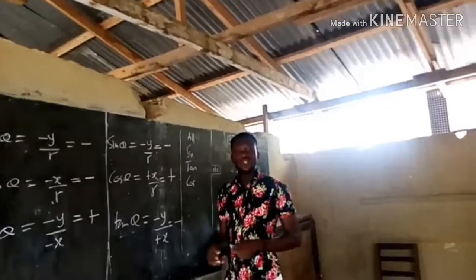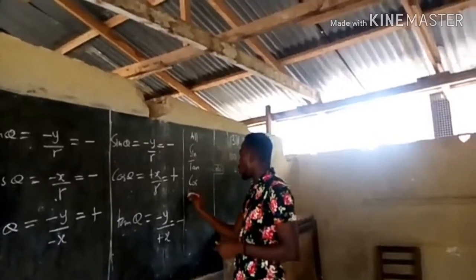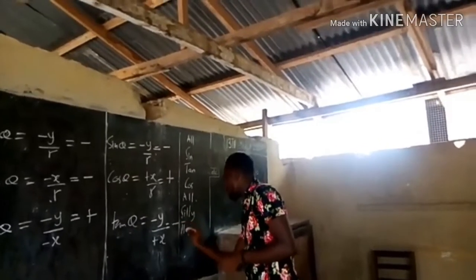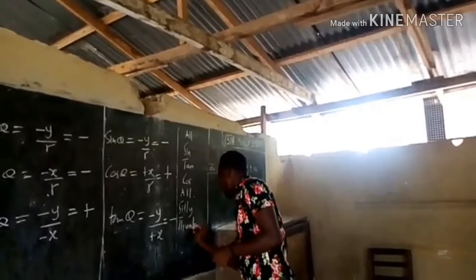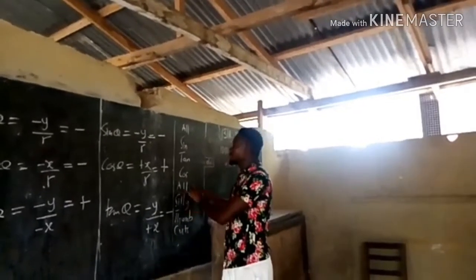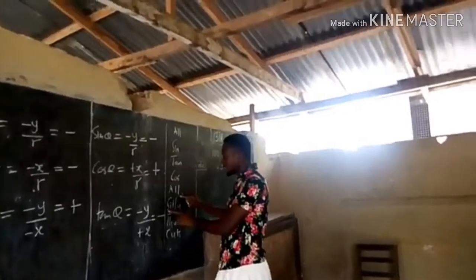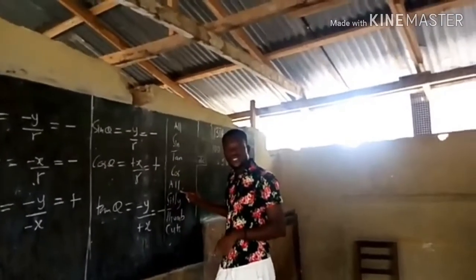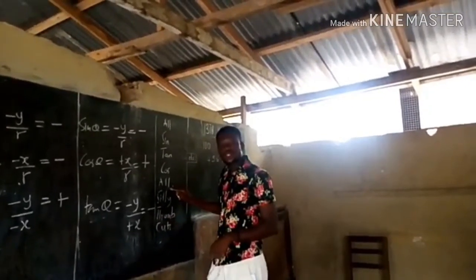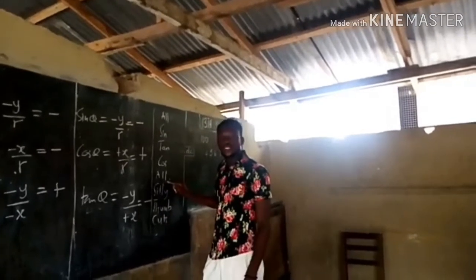So the easiest way to memorize this is to use this mnemonic, All Silly Thumb Cat. All means sine, cos, and tan will be positive. Silly means it's only sine that will give you positive value. Thumb means it's only tan that will give you positive value. And cat means only cos that will give you positive.